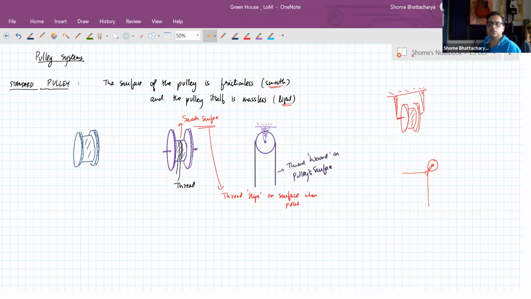No, it refers to the pulley. Massless means the pulley itself, the disc of the pulley, the two discs and the cylinder. That whole thing is of negligible mass. That is what we mean by massless pulleys.